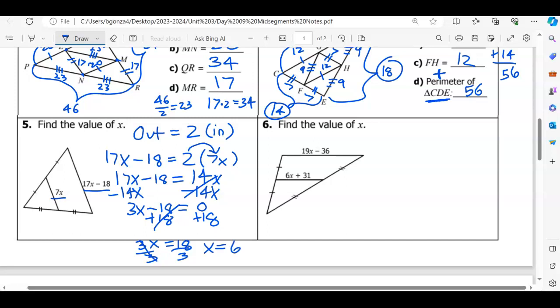And could you, if you needed to, plug it back in to get the missing sides? Could you? Hey, McGillen, could you? Put that away.